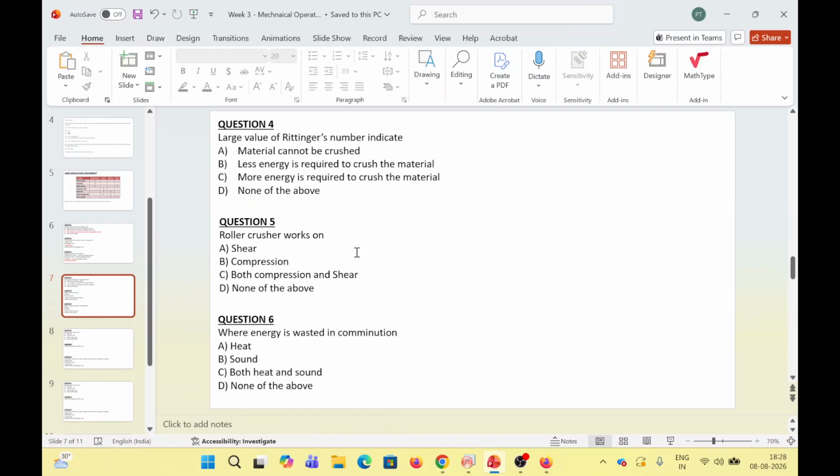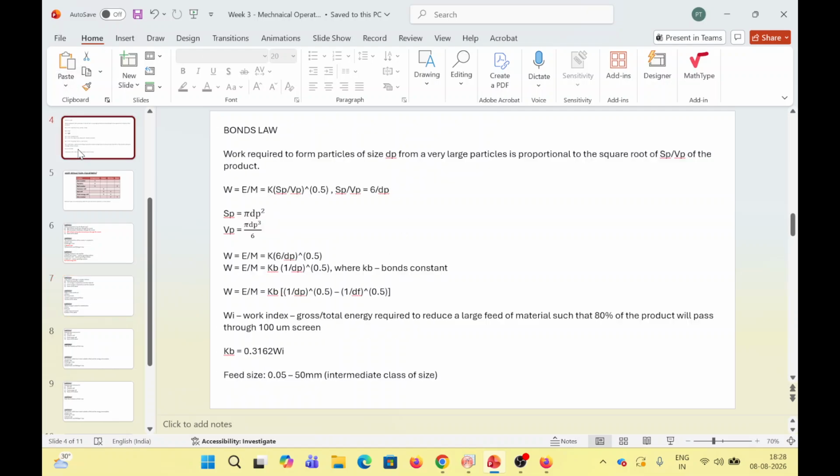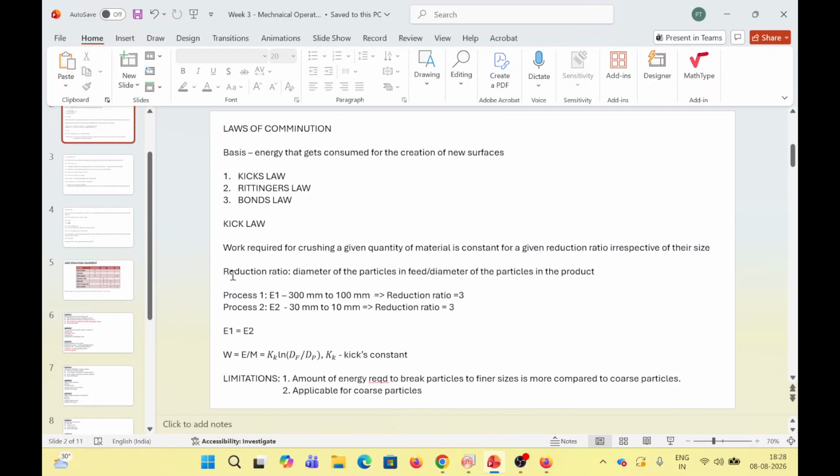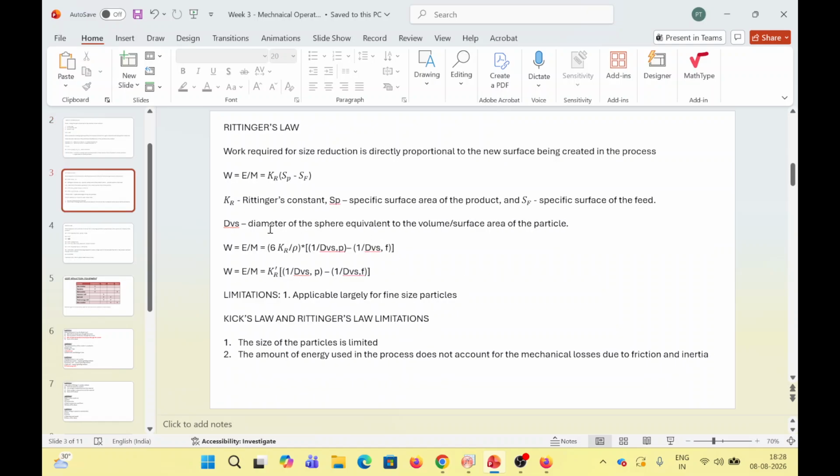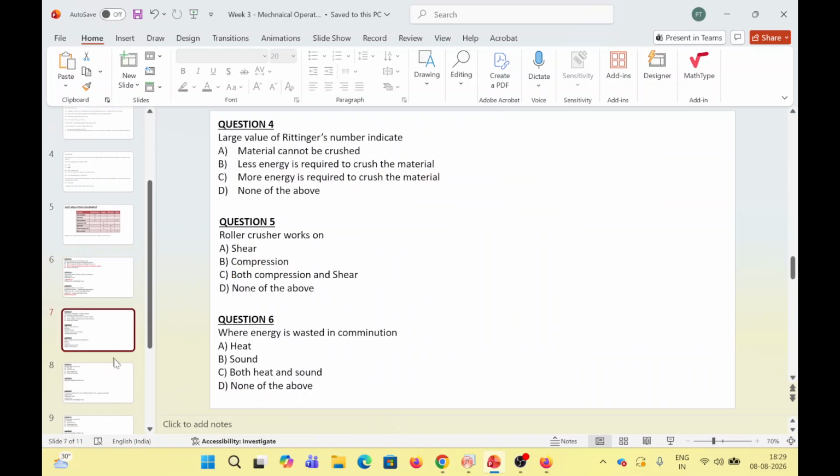So question 4, 5 and 6. Large value of Rittinger's number indicates that a material cannot be crushed; less energy is required to crush the material; more energy is required to crush the material; or none of the above. Large value of Rittinger's number. So that Kr value that we discussed, this particular value is going to be very large. So what does that typically mean?